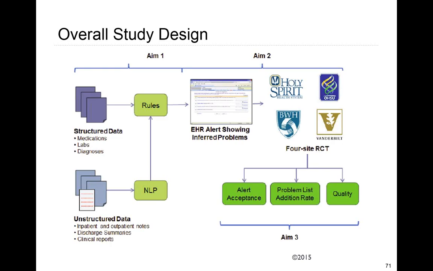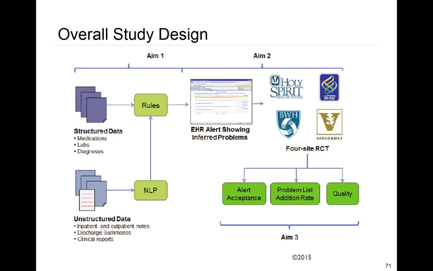Our original rules were based entirely on structured data like medications, labs, diagnoses, also procedure history, vital signs in a few cases, and occasionally a few other minor elements in the record. We want to add natural language processing to take clinical text, including things like progress notes, and fuse that with our structured inference to improve the quality and specificity of our inferences. We're hoping that will have a significant improvement. And then we're going to build an updated alert, which includes additional diseases and this NLP results at the Brigham.